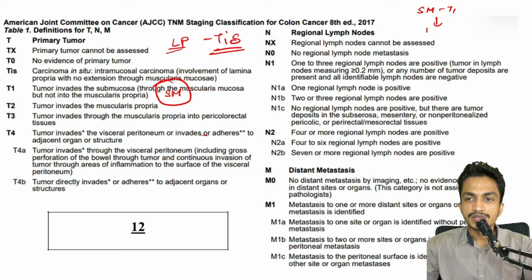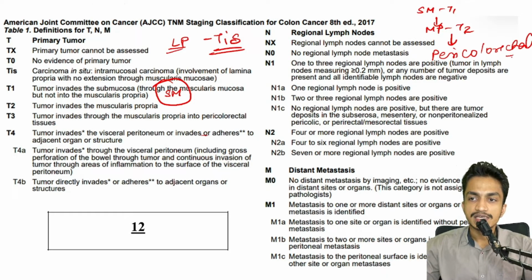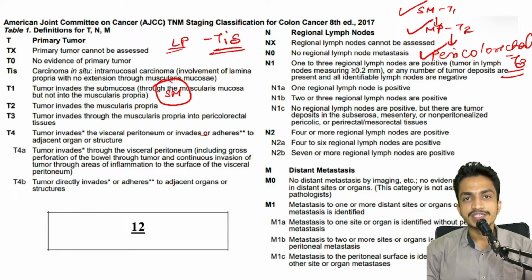If it invades into the muscularis propria, it is T2. Then after the muscularis, if it invades into the pericolorectal tissues, it is T3. So remember, submucosa is T1, muscularis is T2, pericolorectal is T3. For any gastric cancers, remember that usually submucosal invasion is T1, muscular is T2, T3 is usually either adventitia, subserosal connective tissue or the pericolorectal connective tissue like this.